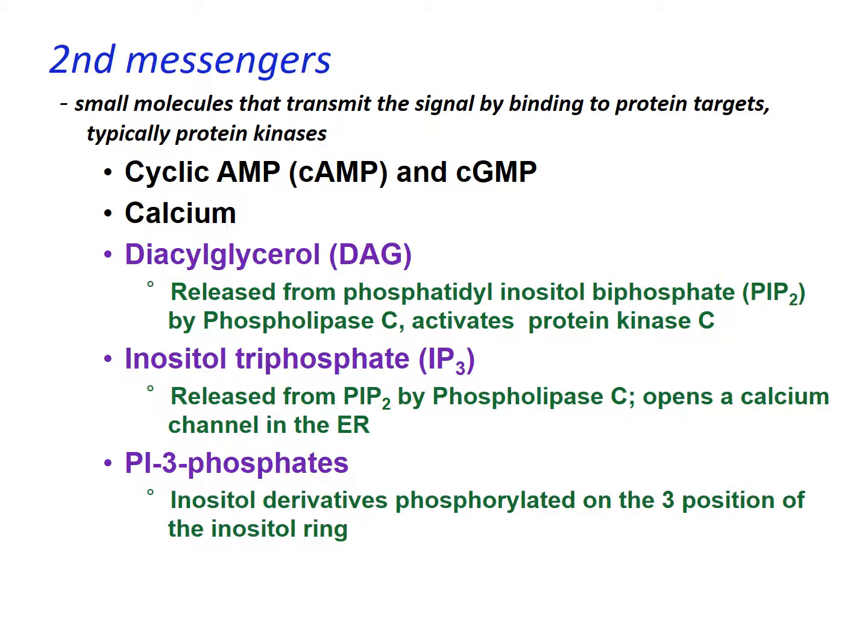Here's our inositol triphosphate, IP3 is released, and it actually opens a calcium channel and releases calcium that causes changes in the cell. And PI3 phosphates are that's with the kinase. Once they're phosphorylated, then that can serve as a docking platform for other signaling proteins.